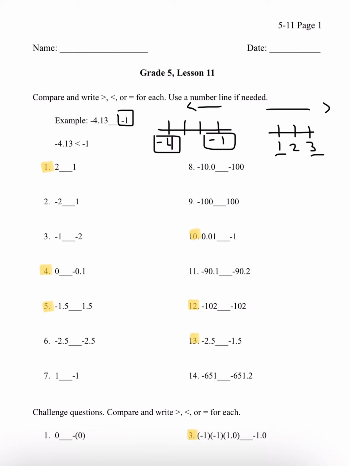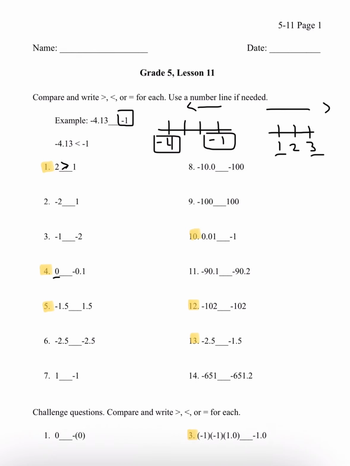I'm going to be going over number 1, 4, 5, 10, 12, and 13. Number 1, like I told you, we obviously know 2 is greater than 1. So that's our answer. Simple and easy. Number 4, there's 0 and negative 0.1.